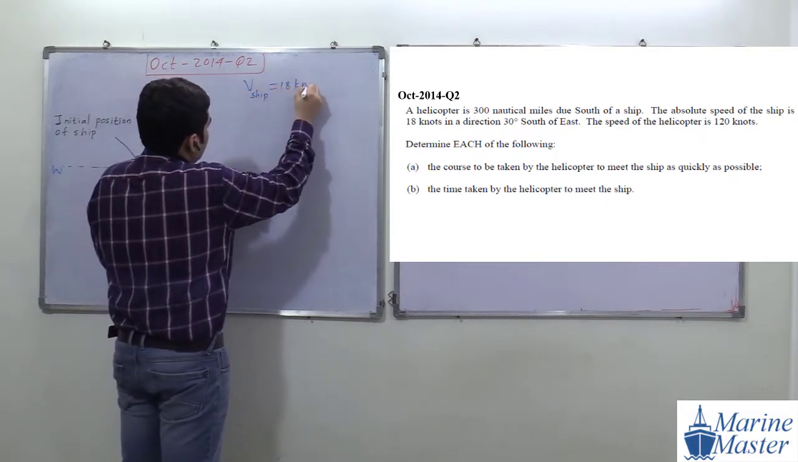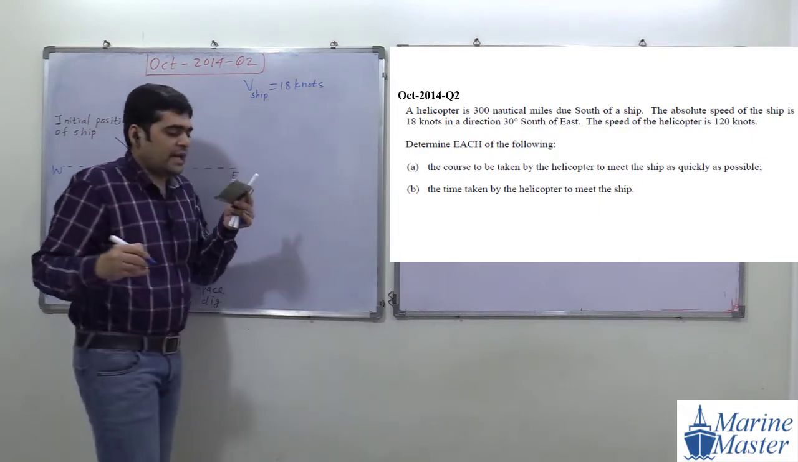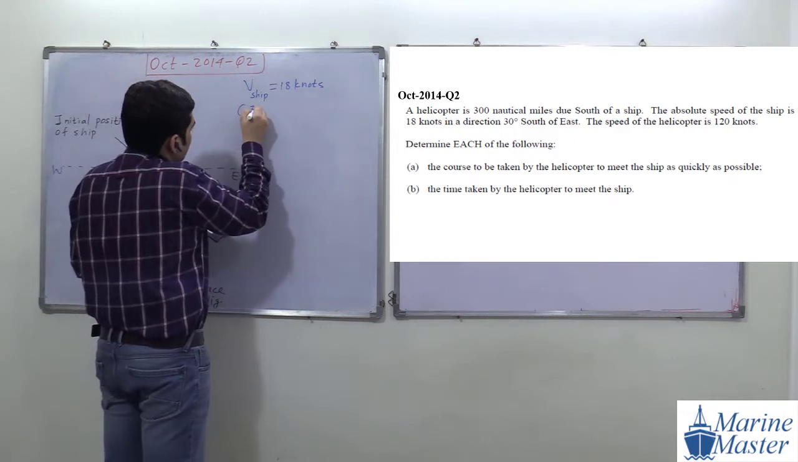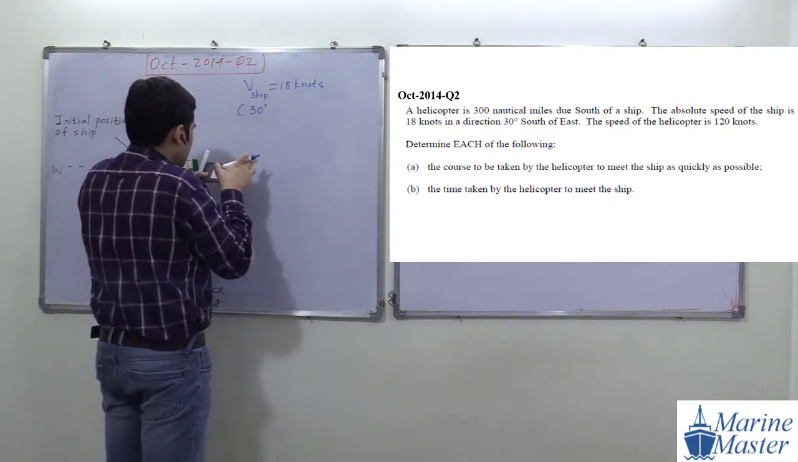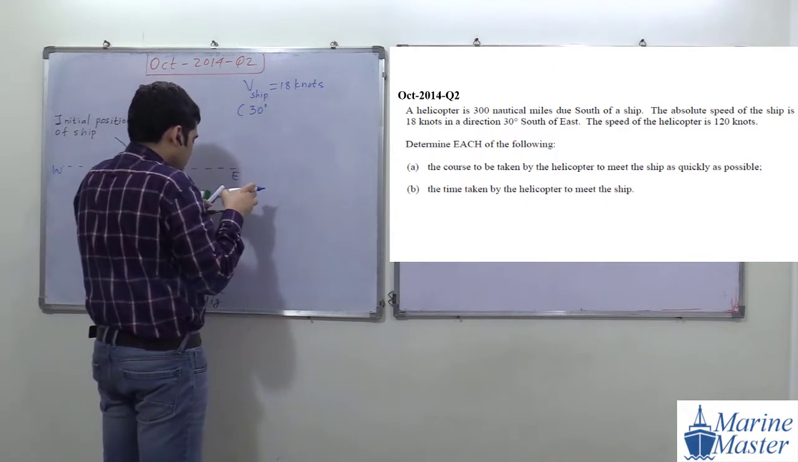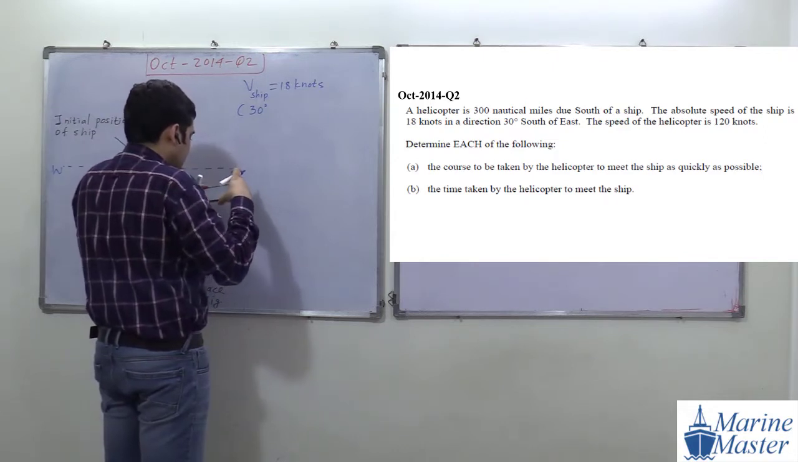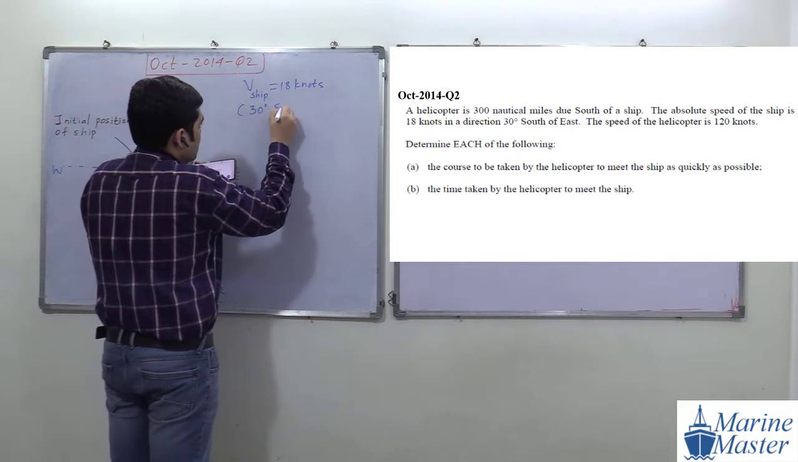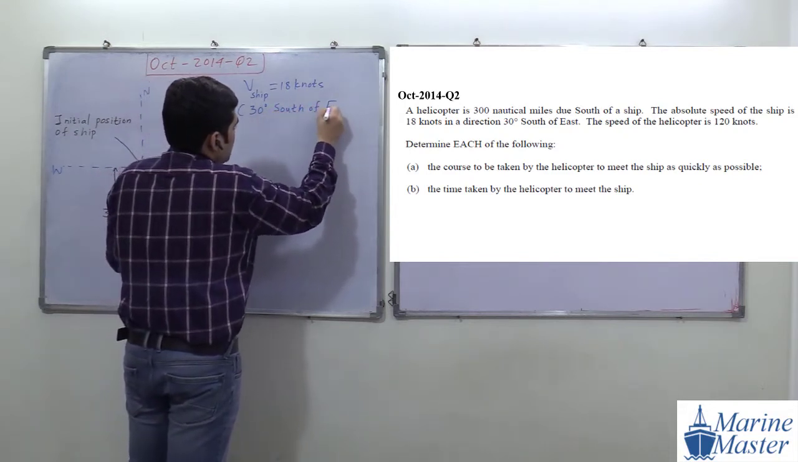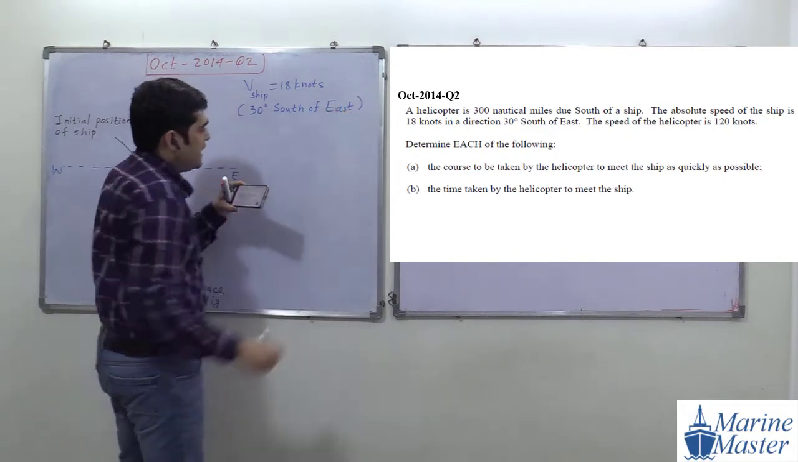In which direction is the ship moving? 30 degrees south of east. Everyone, in which direction is the ship moving? 30 degrees south of east. So this is the direction of the ship.